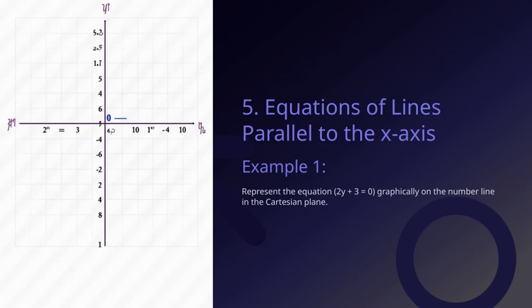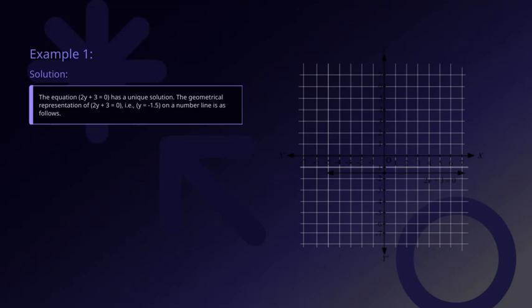The key point here is that lines parallel to the x-axis always have the same y value, regardless of the x value. And this concept is fundamental because it helps us understand how equations translate into graphical representations, connecting algebraic expressions to their visual forms. So, whenever you see an equation like y equals a constant, you know it's a horizontal line parallel to the x-axis.